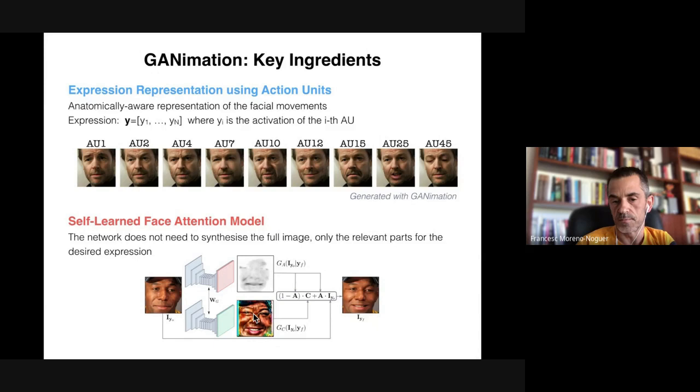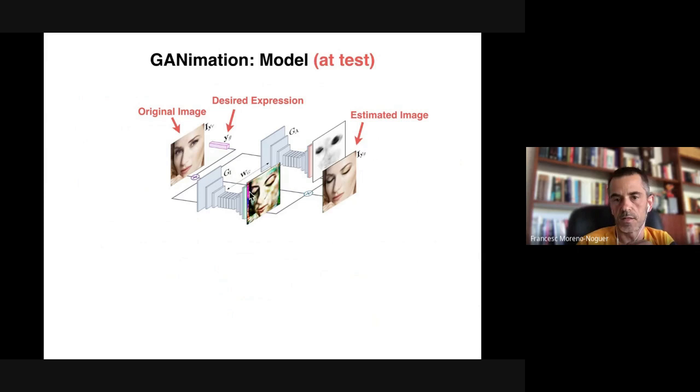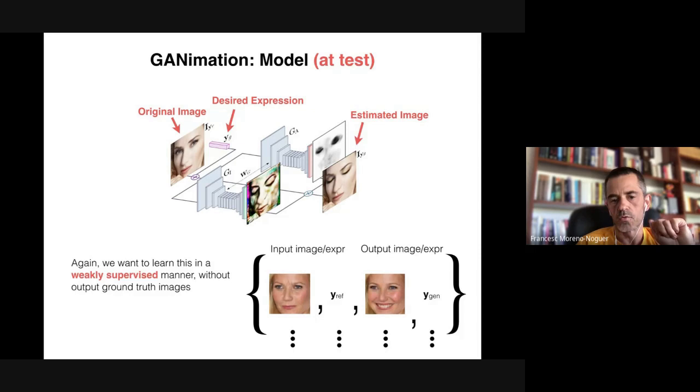With these two main components, we had this network, called GANimation, that at test time looks like this. We have the original image and a vector of, I think, 25 elements that represents the desired expression, all right? And we pass this through the generator that computes the attention plus the delta RGB, and then we combine this and compute the estimated image. This is at test time. For training, again, as in the previous work, we wanted to train this in a weakly supervised manner, so we didn't want to use full supervision, and in our training dataset we didn't have the same person with different expressions.